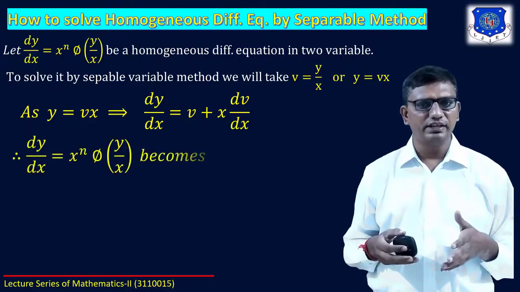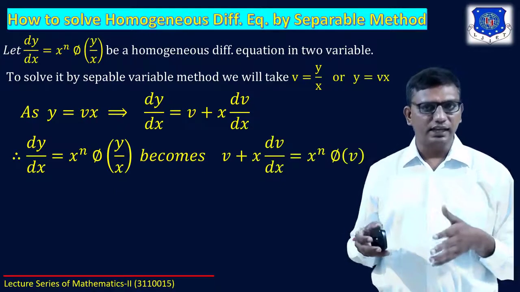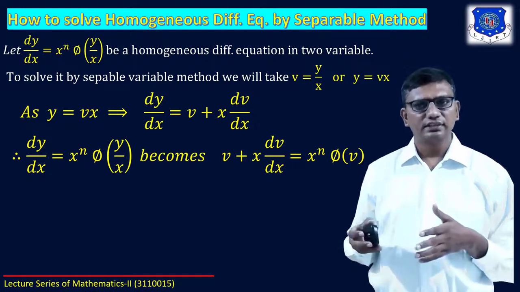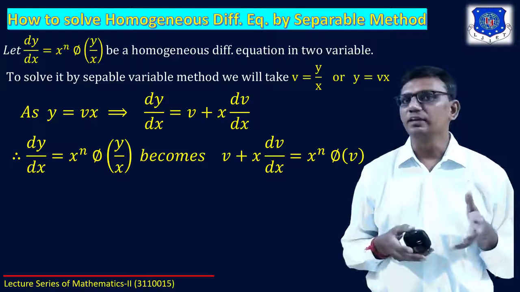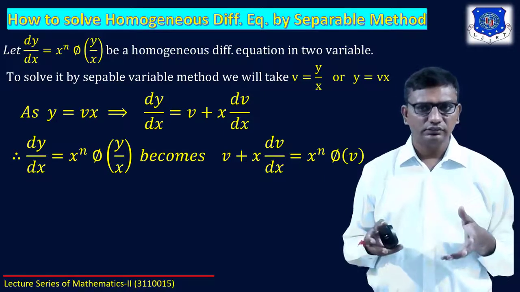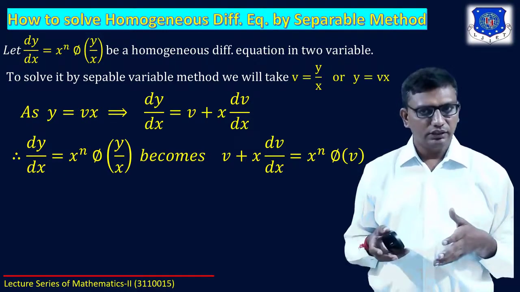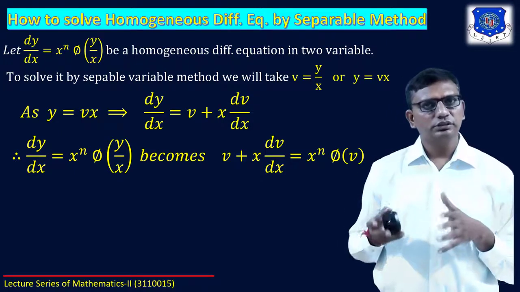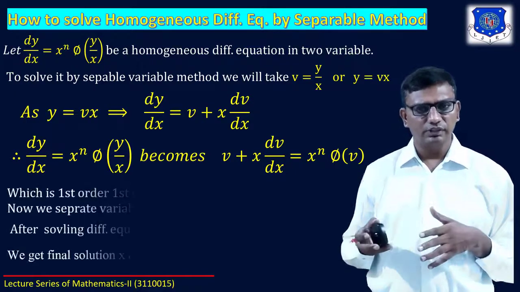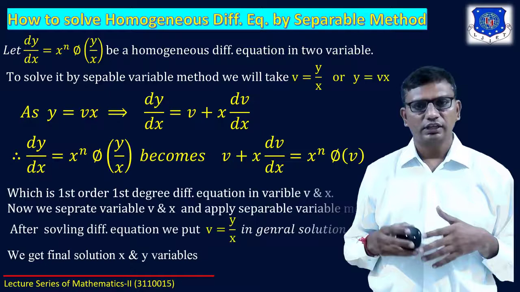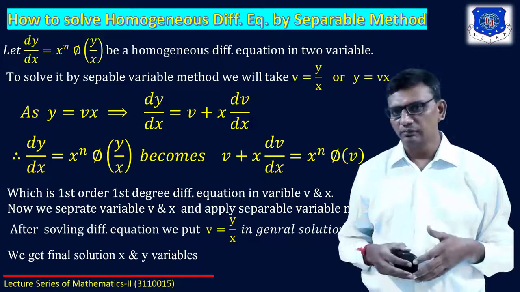Then finally we get v plus x dv by dx equal to x raised to n phi of v, which is a first order first degree differential equation in the variables x and v. Now we can apply the separable variable method. After applying the separable variable method, we will find the general solution in terms of x and v, and then we will put the value of v equal to y by x in the general solution, and finally we get the general solution in terms of x and y. That is our separable variable method.